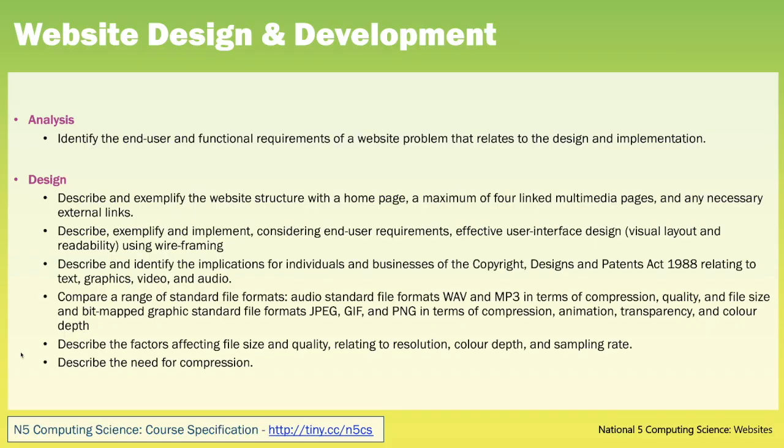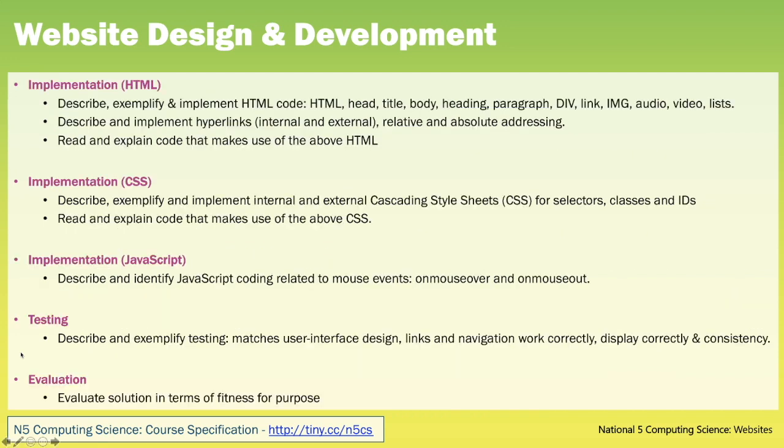In this unit, we need to analyse website problems, design solutions to those problems, and then implement websites that utilise HTML and CSS, and we should also be able to identify JavaScript. And then we finish off by testing and evaluating our websites, ensuring they're fit for purpose. You can find the full unit specification for website design and development and the National 5 Computing Science course specification, which is available on the SQA website.